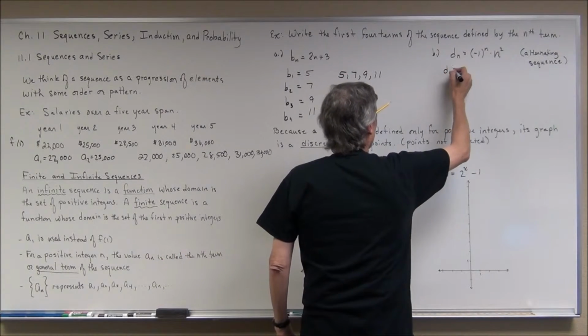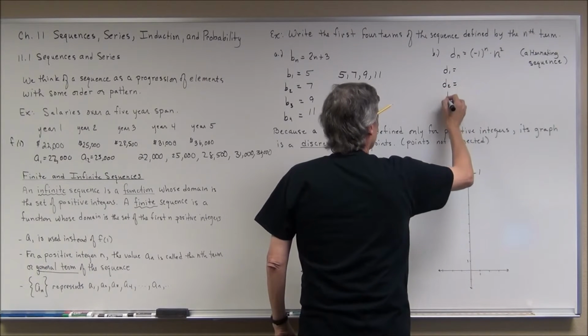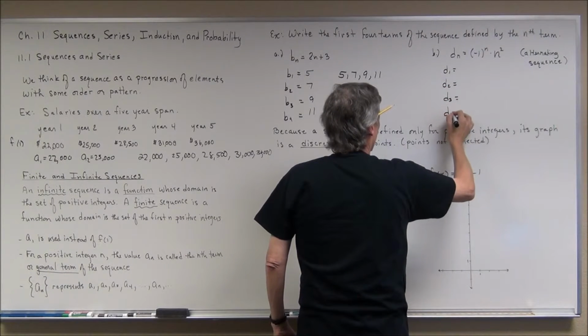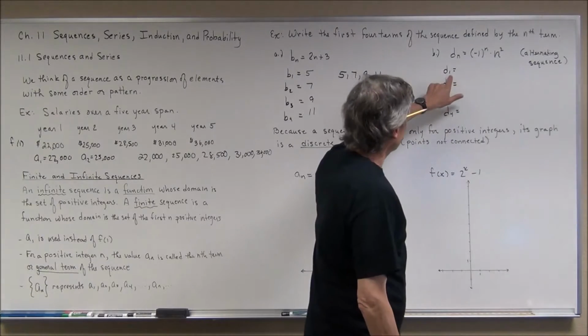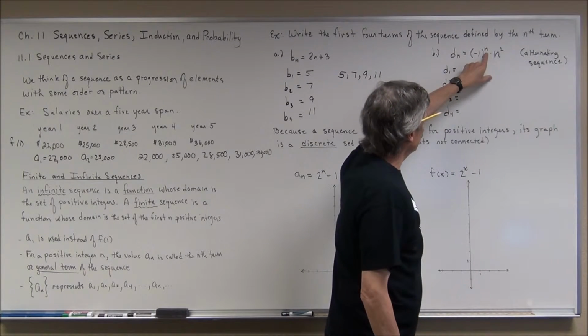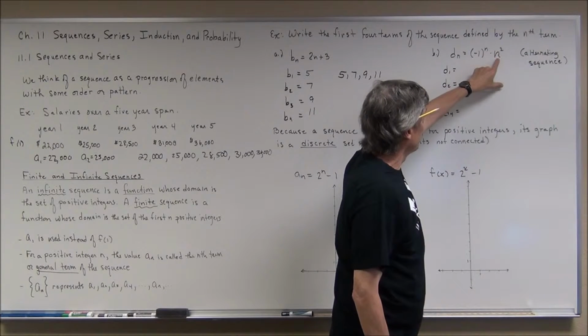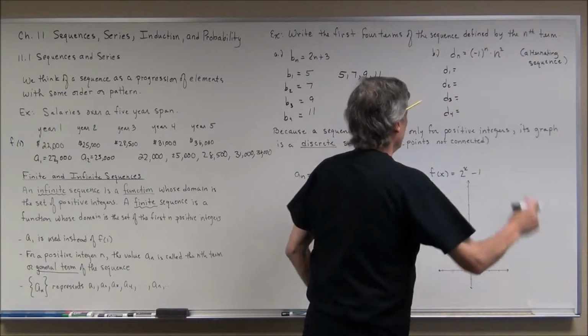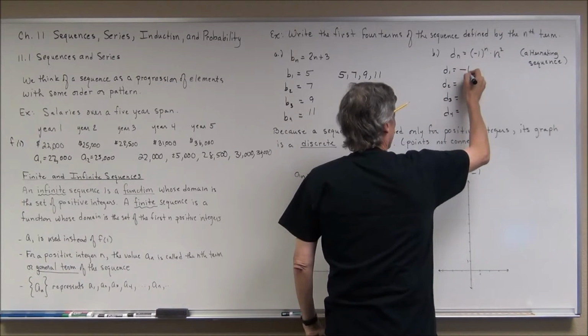So we want d sub 1, d sub 2, d sub 3, and d sub 4. For d sub 1, you would substitute 1 in here, so that's going to give me negative 1 to the first, which is negative 1, times 1 squared, which is 1. So negative 1 times 1 is negative 1.